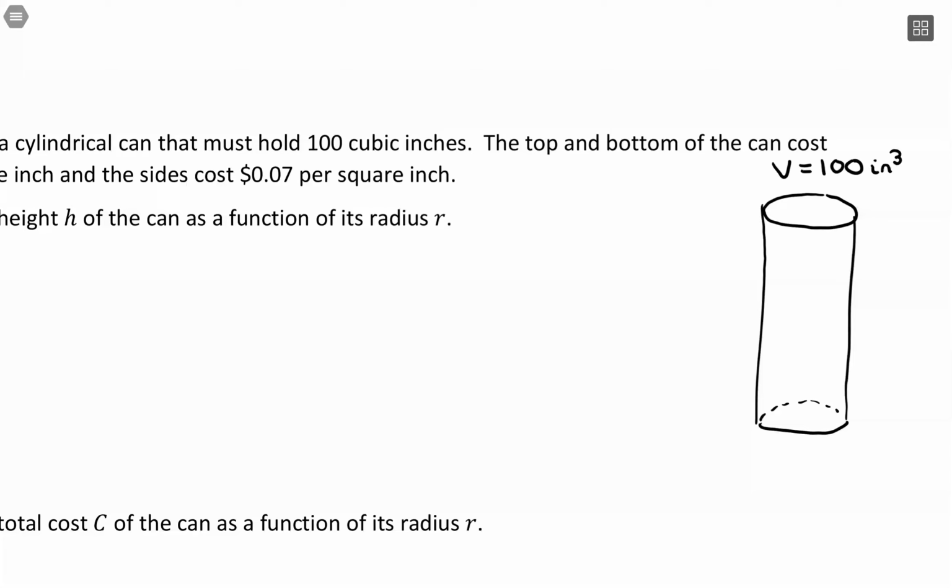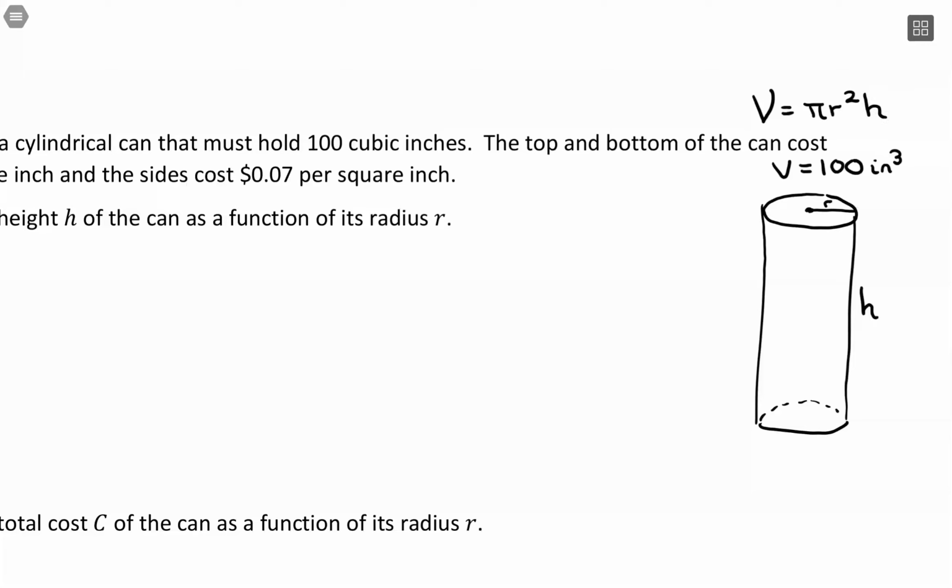Now, volume for a cylinder, what we're going to have is, for the circle, we'll have some radius, and then for the can, we'll have some height. So the formula for volume, and how I think of this, is basically we want to take the area of the circle and then multiply it by the height. So the area of a circle is pi r squared. And then we want to multiply it by the height, so we'll have h at the end.